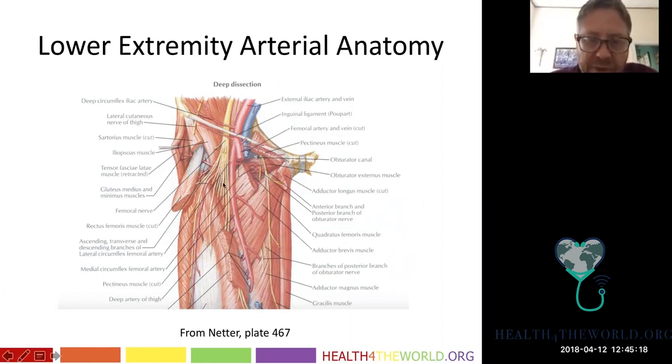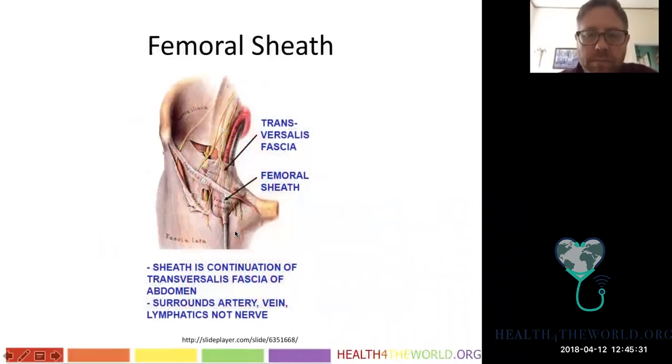In this case, they're showing us the SFA, the superficial femoral artery, which here they're calling the femoral artery. And then there are all these branches that come off this, which is the profunda. The femoral artery and vein are invested in a tightly constrained amount of tissue called the femoral sheath. And the sheath is a continuation of the transversalis fascia of the abdomen. It surrounds the artery and vein, but not the nerve.